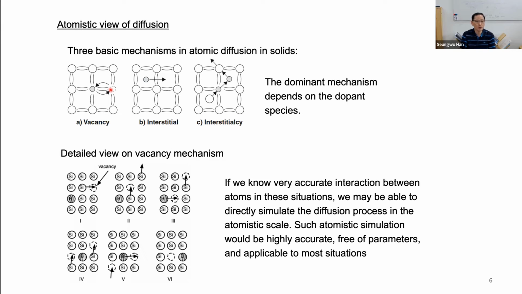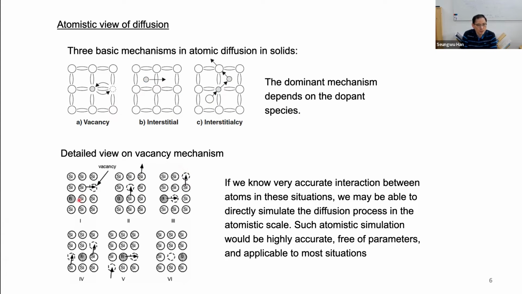There is also the interstitial mechanism, where the interstitial atom directly diffuses through the material. And there is the interstitialcy mechanism. In this case, the interstitial atom pushes an atom at a lattice site and kicks it out, and this lattice atom becomes interstitial. Such a process is continuous, and it results in the diffusion of atoms. Which one is dominant depends on the dopant species.